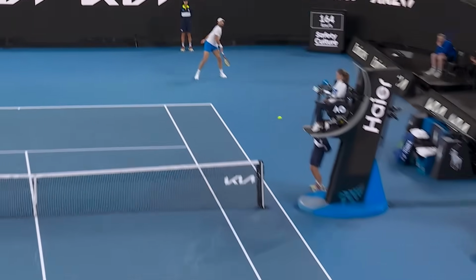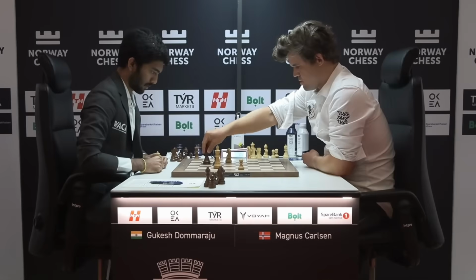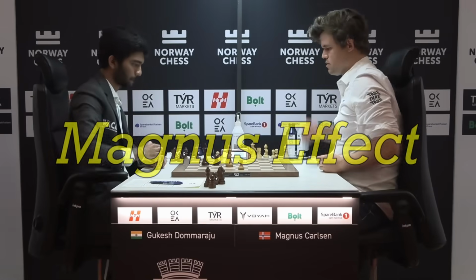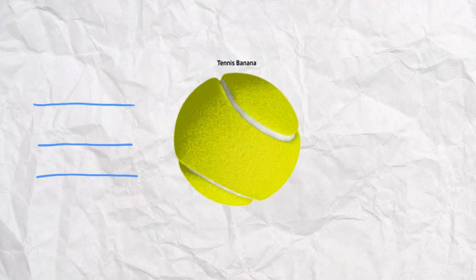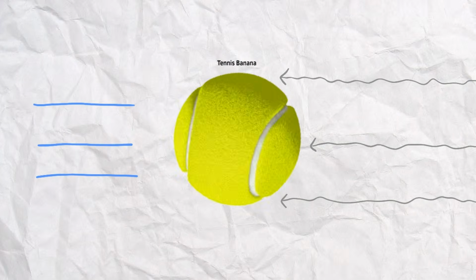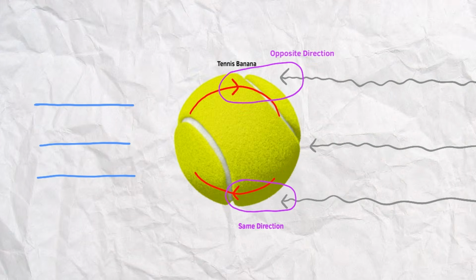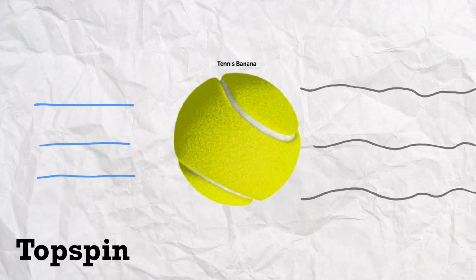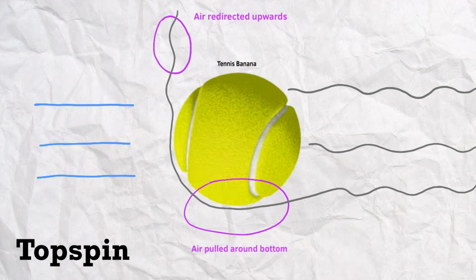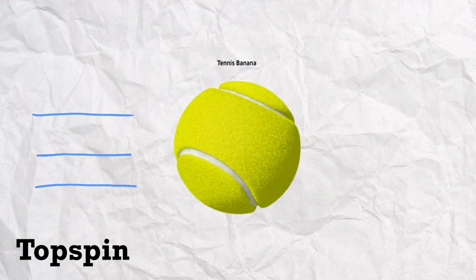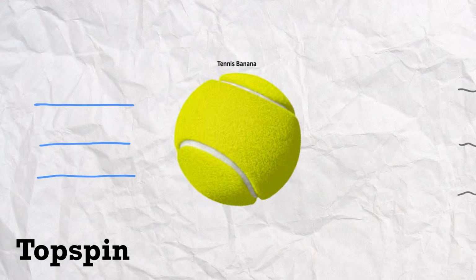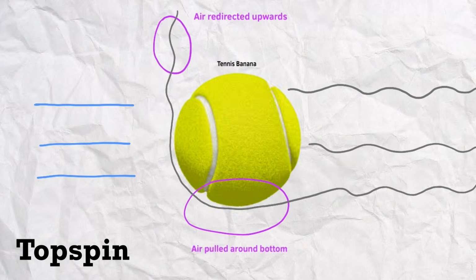So, why does a ball's spin affect its behavior? The mechanism responsible for this phenomenon is called the Magnus effect. As a ball travels through the air, it runs into air particles. Relative to the ball, the air's velocity will be in the same direction as one side of the ball. With topspin, the air will travel in the same direction as the bottom of the ball. Because of friction, the air is then pulled along the circumference of the ball and eventually redirected upwards.